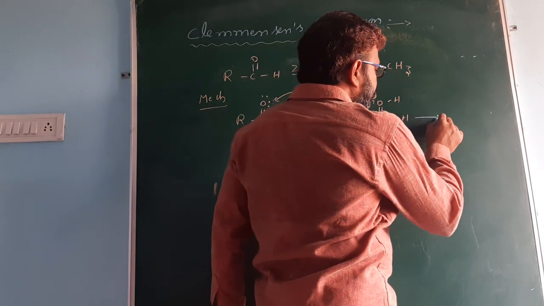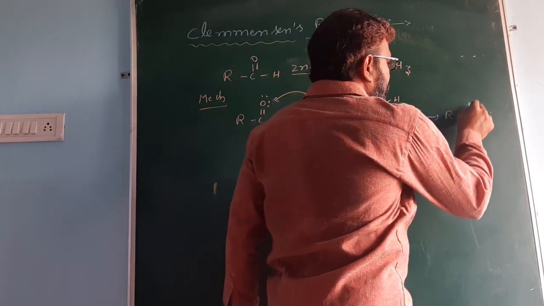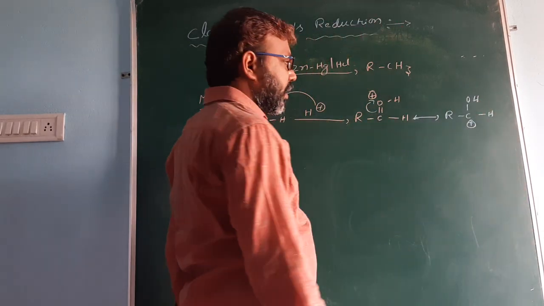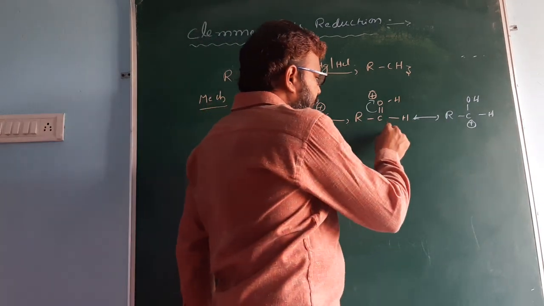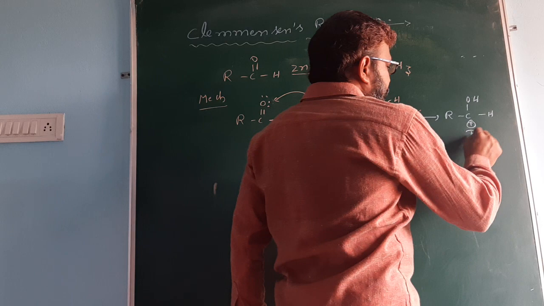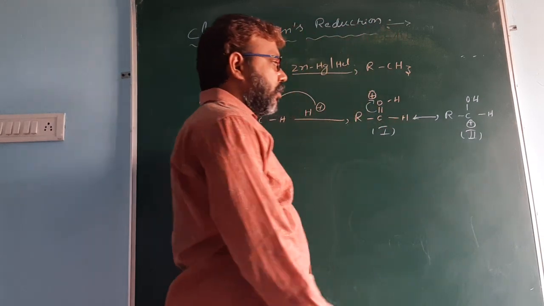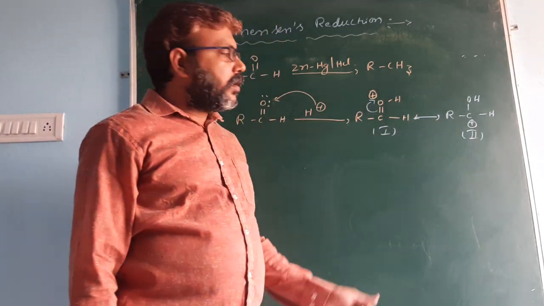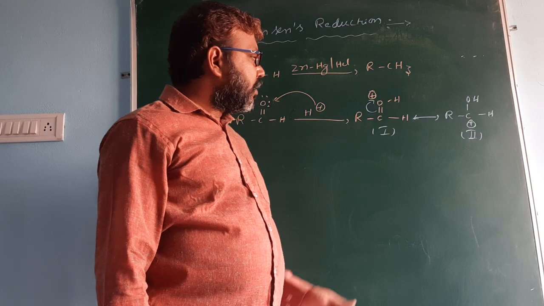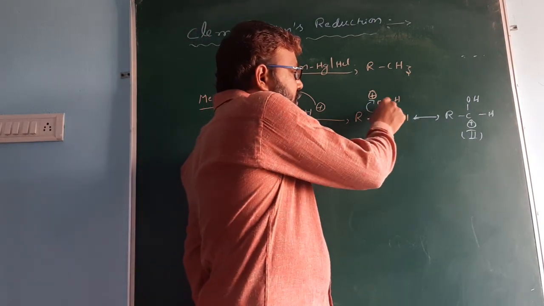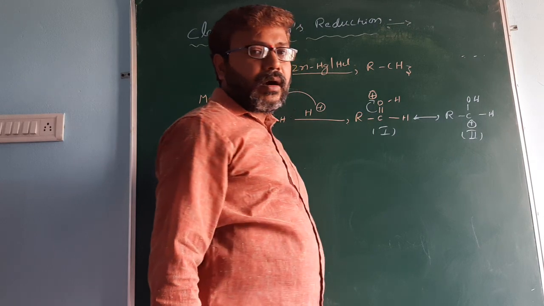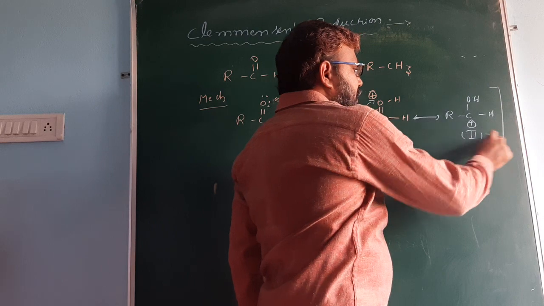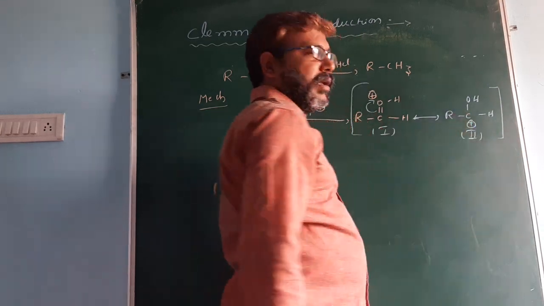You get another intermediate. So it is intermediate 1, it is intermediate 2. So which is more stable? So 1 is more stable compared to 2. Why is 1 more stable than 2? Because in this intermediate all atoms can obey the octet, but here the carbon valency shell contains only 6 electrons. It cannot obey the octet.